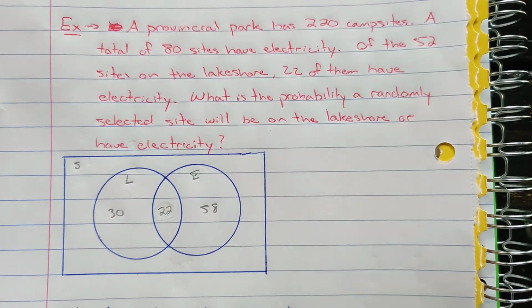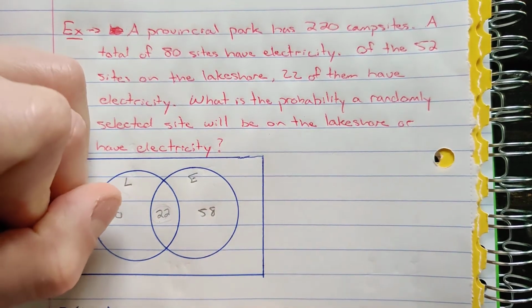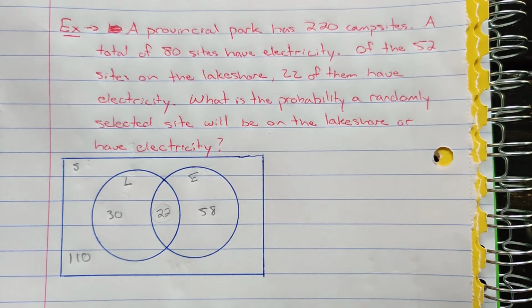Now, our entire sample space out here are the sites that don't have electricity and are not on the lakeshore. So there was 220 sites in total. So 220 minus 30 minus 22 minus 58 is going to give us 110 sites that are not on the lakeshore and do not have electricity. So there's a visual of that.